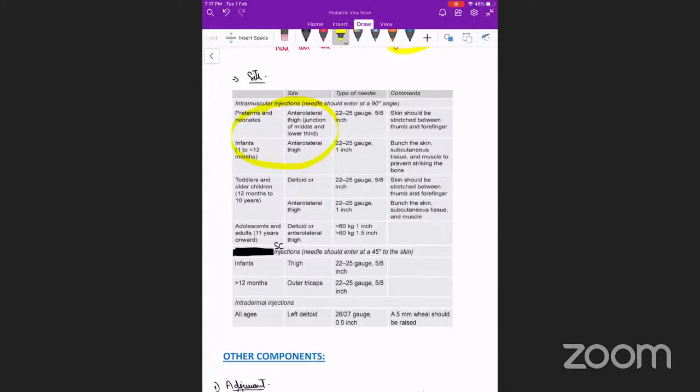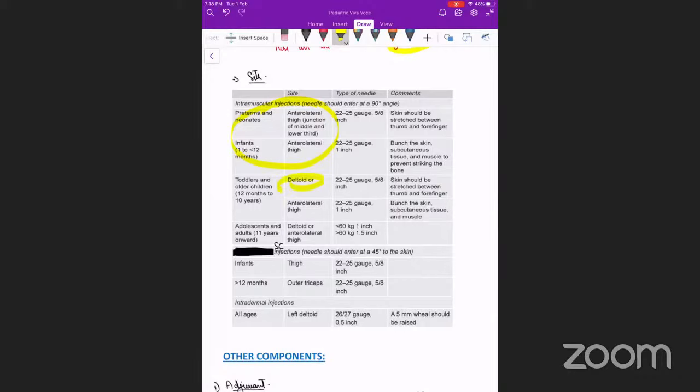The whole point of giving IM is to give it into the muscle, correct? That is why wherever there is a good muscle mass, there we expect to give. So for infants, we give on the anterolateral aspect of the thigh. Once they grow up, the preferred site is the deltoid. The preferred site is deltoid, okay?